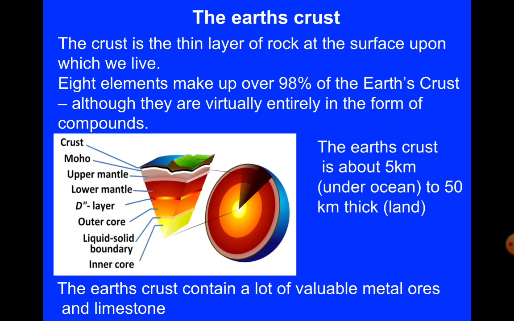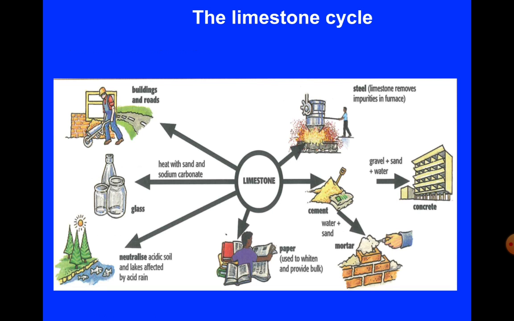The Earth's crust contains a lot of valuable metal ores, different types of compounds, and limestone. And we're going to look at limestone. And why is limestone so important?